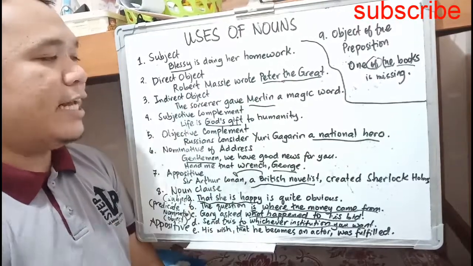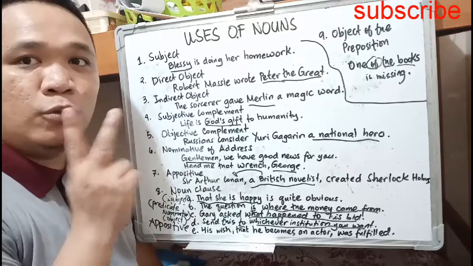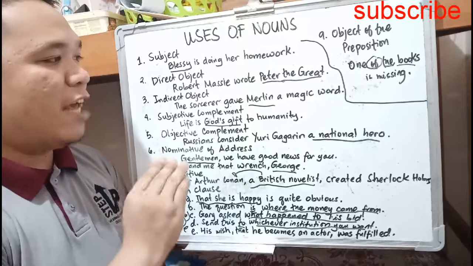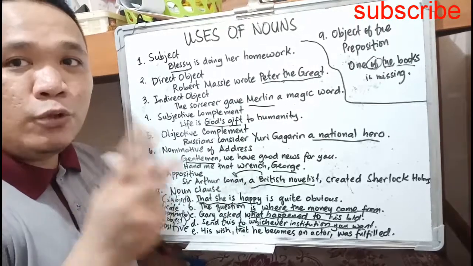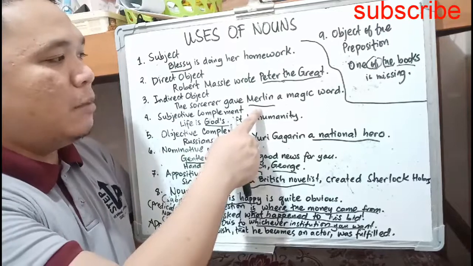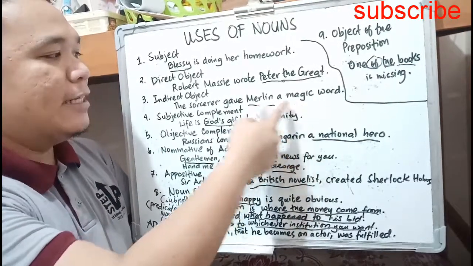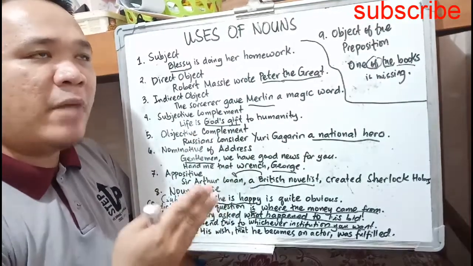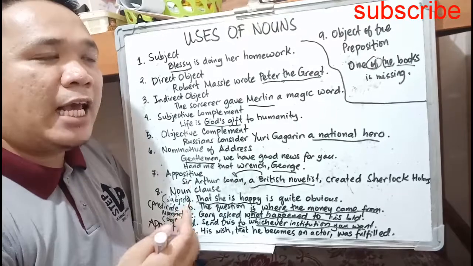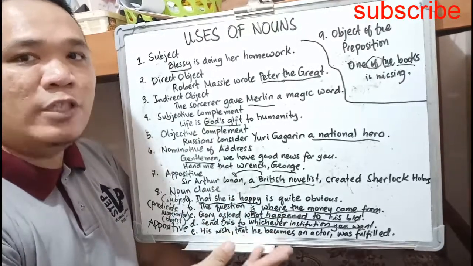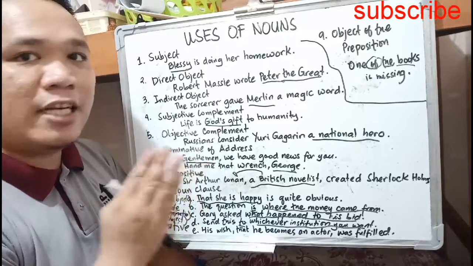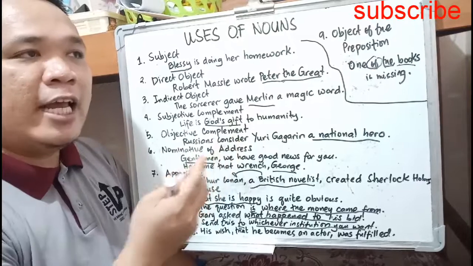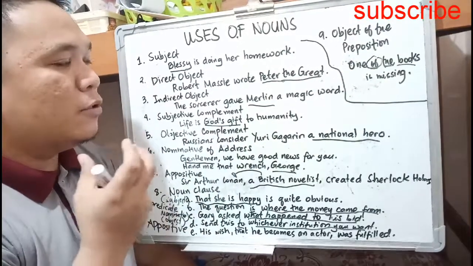Okay, indirect object. The indirect object requires two objects with a transitive verb. So: the sorcerer gave Merlin a magic word. There are two objects found after the verb, Merlin and a magic word. By looking at the verb gave, or the base form give, it requires an object and the recipient of the object. So here, who do you think is the recipient of the giving? It's Merlin. And what is the object that is given to Merlin?